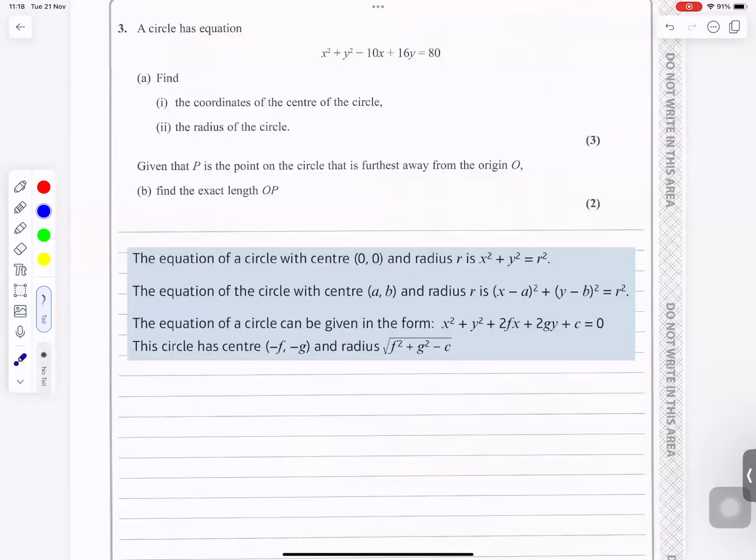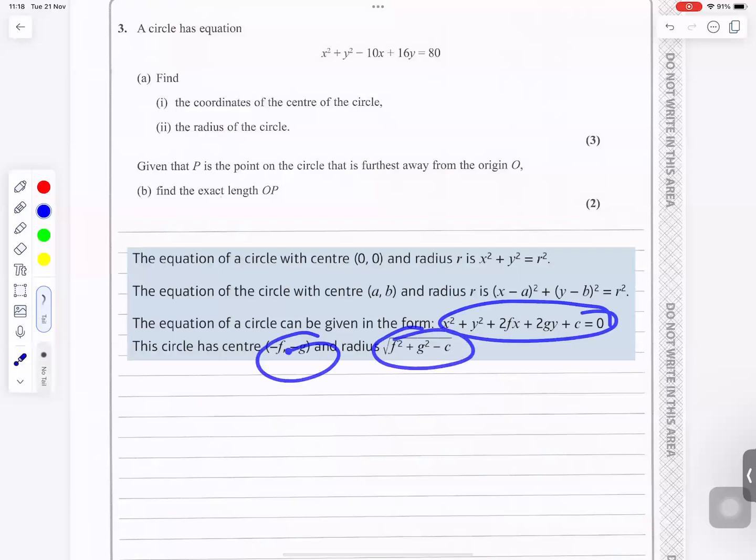Question number 3, we have the equation of a circle given in the expanded form. We want to find the center and the radius. I have put here the general formula for the equation of a circle. We can use this expanded form and this center and this radius. We can use those 3 formulae if you can memorize them and apply them.